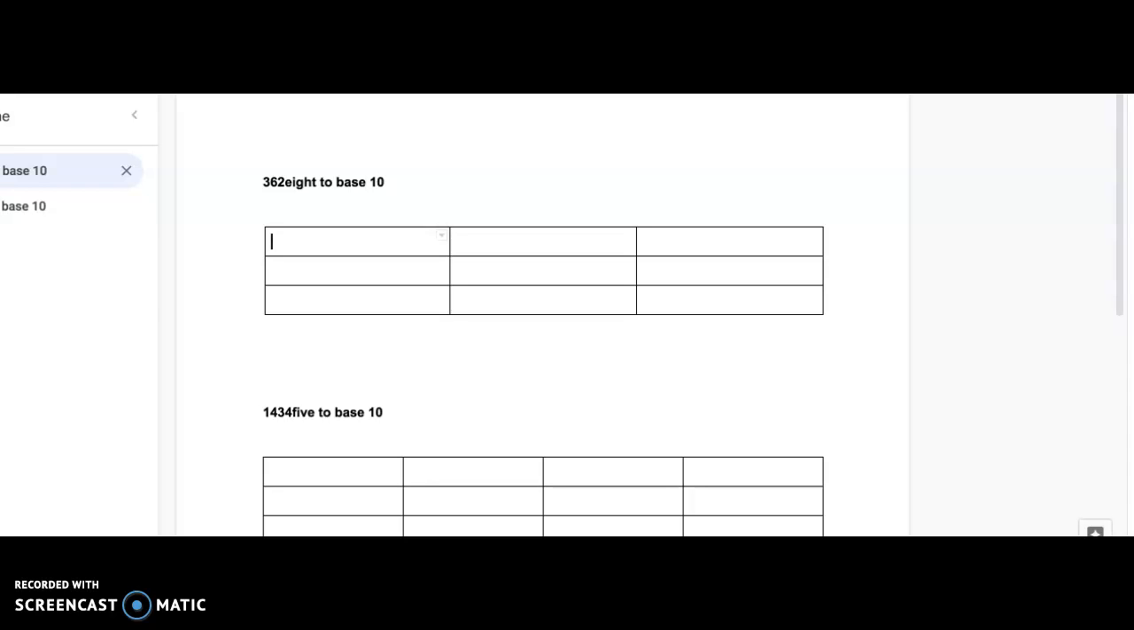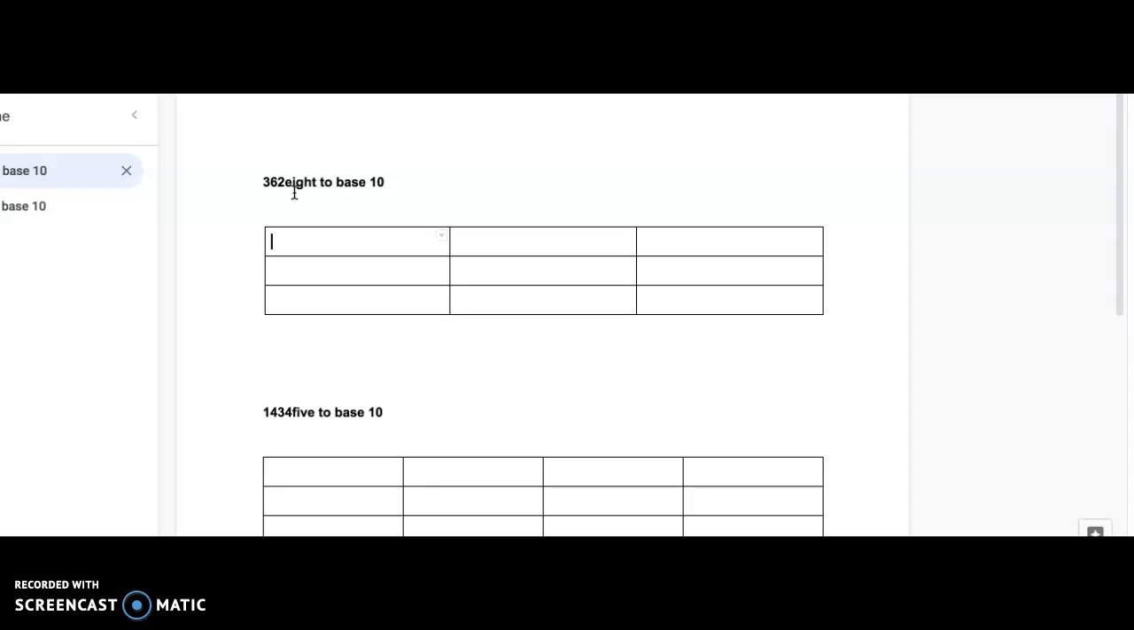Hi, I'm Brittany Newkirk, and today I'm going to be explaining how to compare the following numbers by converting each number to a base 10 number. Base 10 is the way we assign place values to our numerals today. So first I am going to be converting 362 base 8 to base 10.